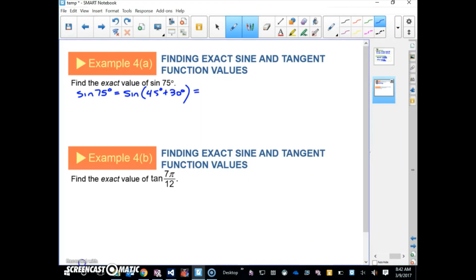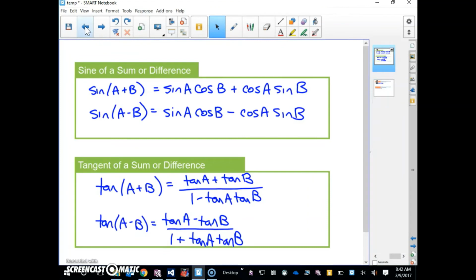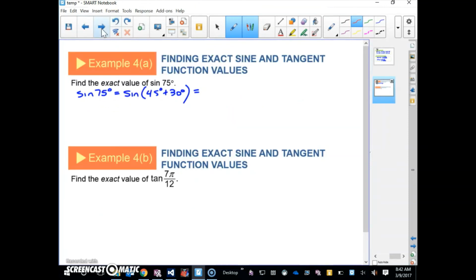And so, if you don't know this formula, look back at it. It's a sine sum. Sine sum means we're going to have sine cosine plus cosine sine. So maybe you don't have to memorize it, but it helps, I think. We have sine cosine plus cosine sine. And just use the chart.